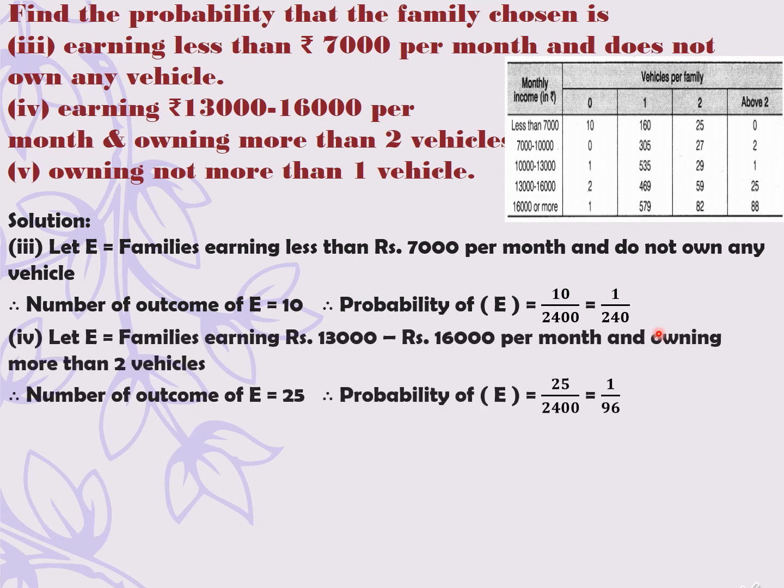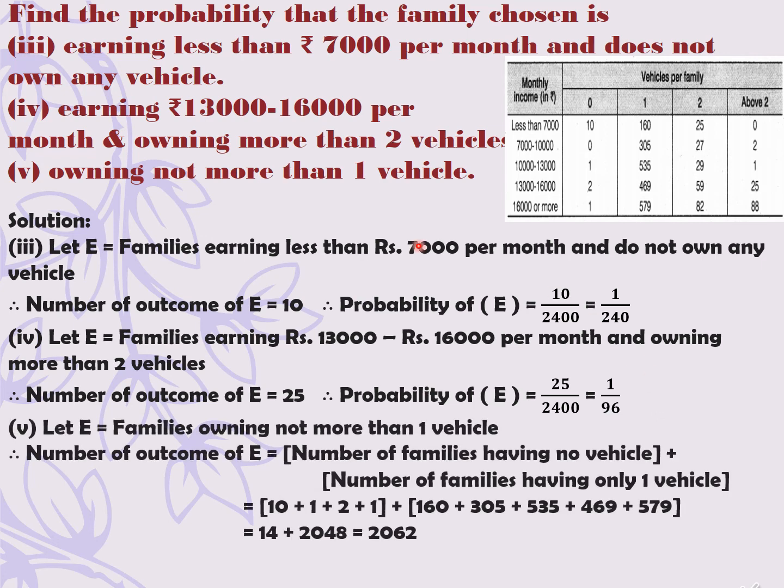For the second one, earning between 13,000 and 16,000 per month and owning more than 2 vehicles. So, what we can see from here is monthly income between 13,000 and 16,000 and owning more than 2 vehicles is this 25. Hence, we can write the event is the family earning 13,000 to 16,000 per month and owning more than 2 vehicles. So, the number of outcomes of event E is 25, and therefore the probability will be 25 by 2400, that is 1 by 96.